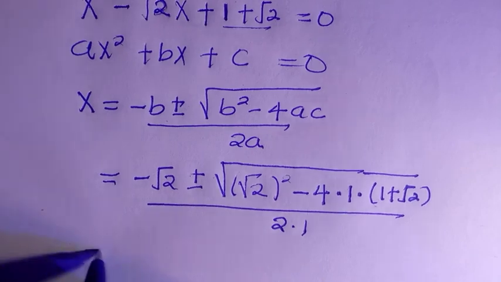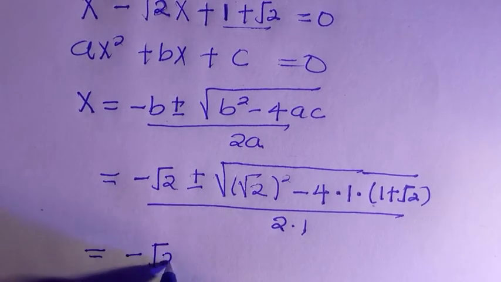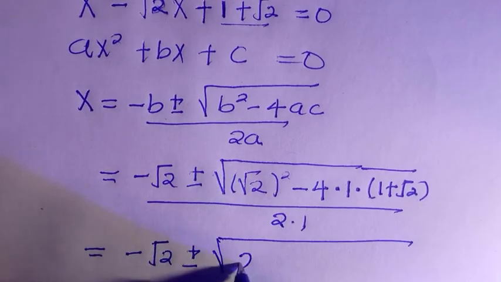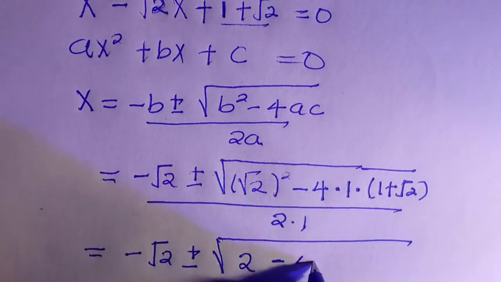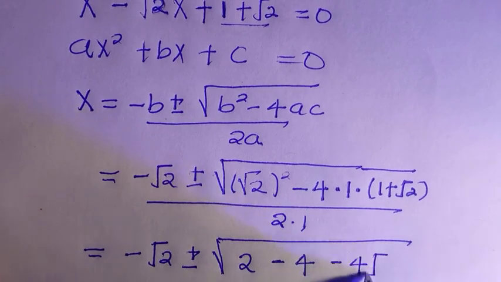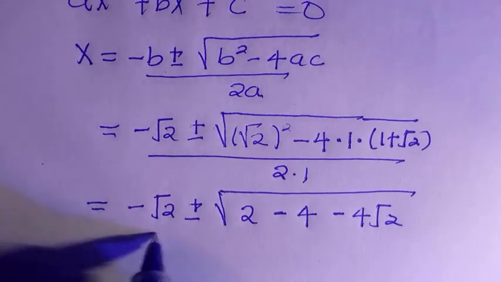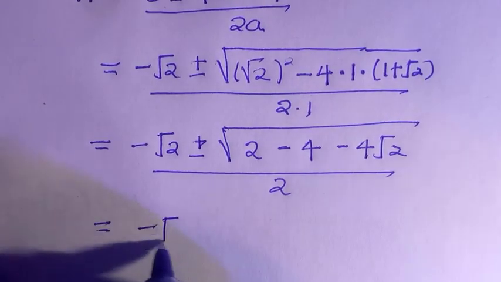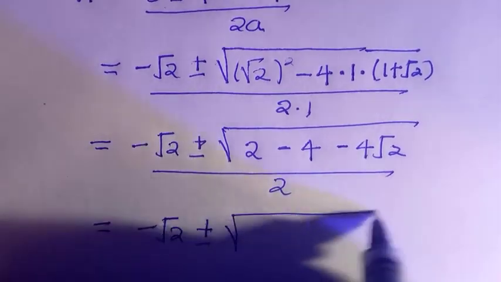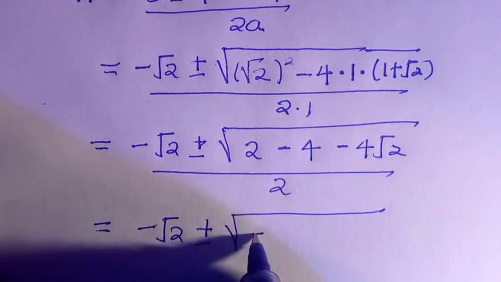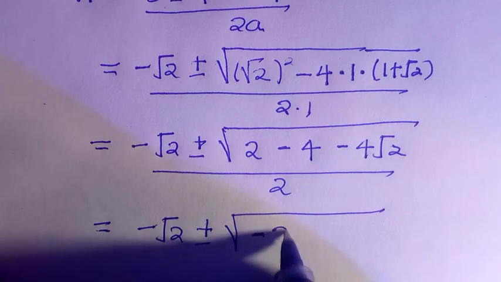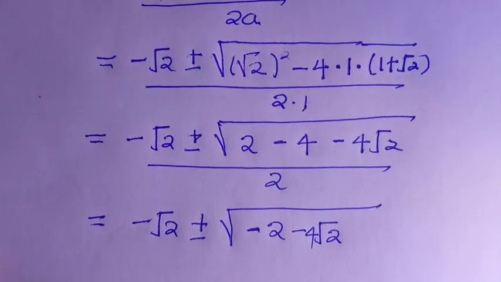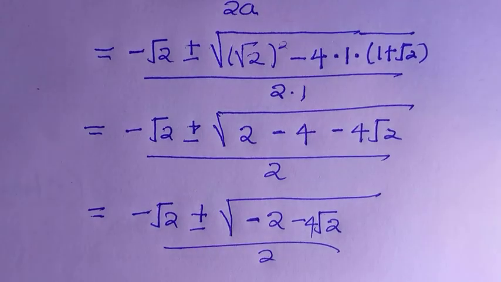So we start expanding this. Then we are going to have minus root 2 plus or minus the root of, so the root cancels the square, then we have 2. By expanding this with negative, we have minus 4 root 2, everything divided by 2. The next thing is we keep expanding as minus root 2 plus or minus the root of 2 minus 4, that is minus 2, minus 4 root 2, with 4 as the coefficient, then we have this as 2.